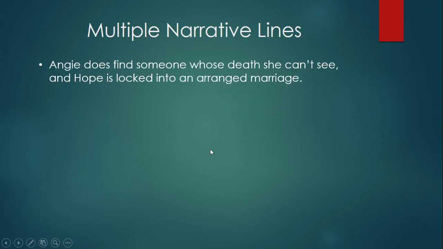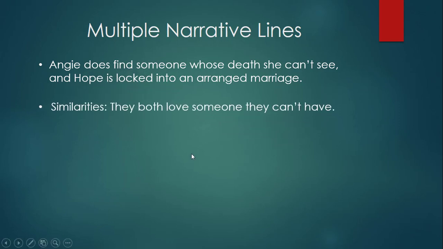And then there are always multiple narrative lines within this, because while Angie has this gift, she's also dealing with a different problem. Angie does find someone whose death she can't see. And it's not just Hope, that's a friendship, but as far as love and fulfillment goes, she can't do that. And then Hope is locked into an arranged marriage. So Hope, on her plot line, which is part of the main conflict in the story, is being told that she has to be with someone that she doesn't necessarily want to. She has no choice, okay?